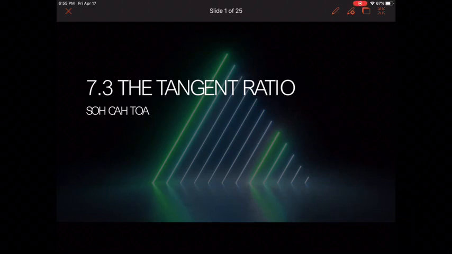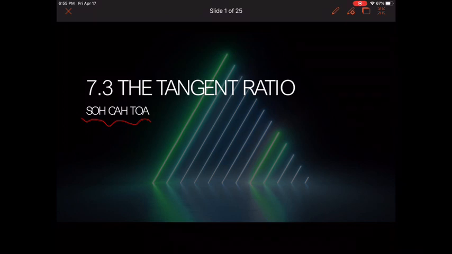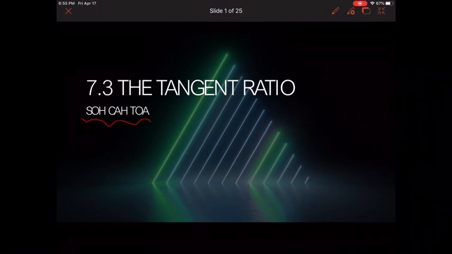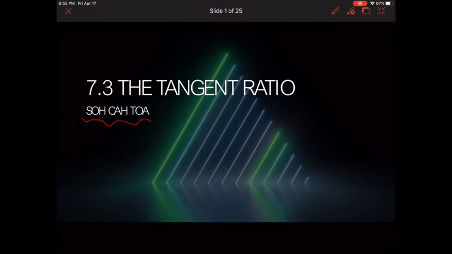All right, so we're skipping 7.2 today and going straight to 7.3, the tangent ratio. I need you to learn this, learn it well. SOHCAHTOA. It is the number one thing in trigonometry. We're going to be learning the trigonometric ratios, tangent, sine, and cosine. And this saying SOHCAHTOA, which I'll explain in a minute, is the number one thing to get stuck in your head.